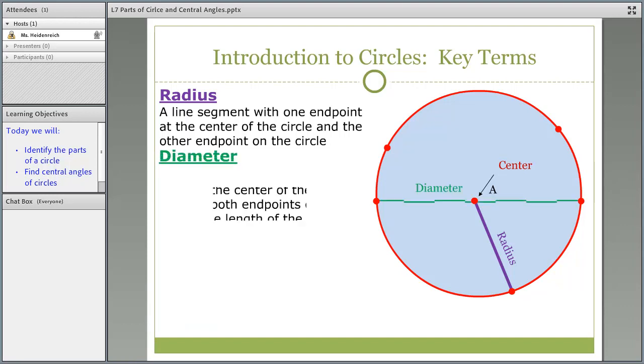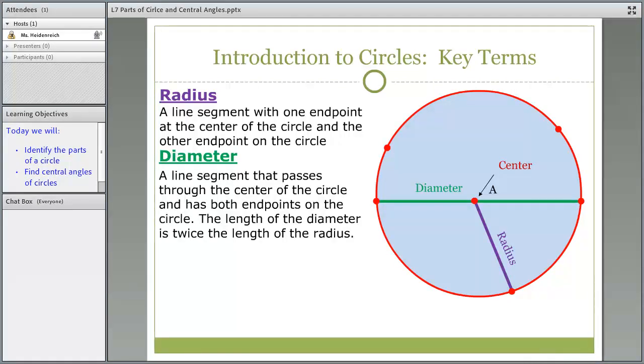A diameter is going all the way across the circle and through the center. So you notice that the length of the diameter is twice the length of the radius. Both endpoints are on the circle. And again, the diameter has to go through the center.